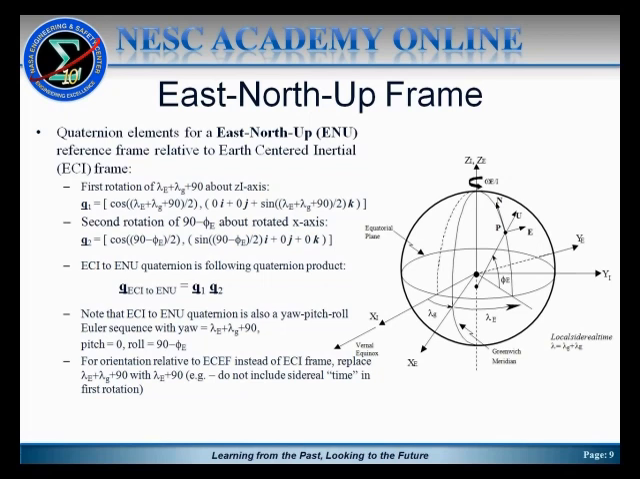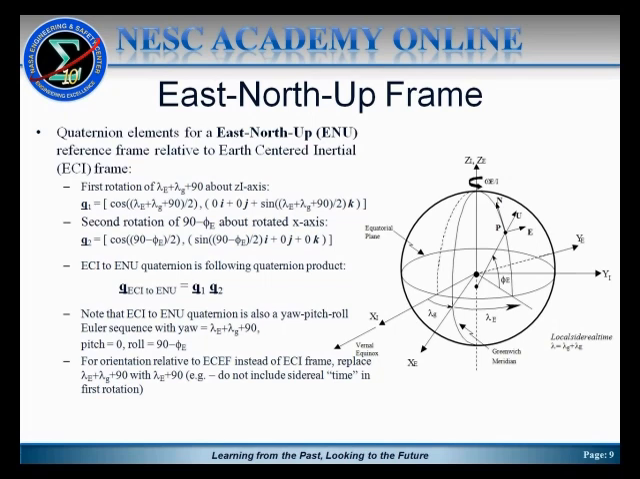And again, it can be constructed as a quaternion, where the first rotation of the quaternion is the sum of lambda e, or geodetic longitude, the sidereal time, lambda sub g, plus 90, followed by a second rotation of 90 minus geodetic latitude about that rotated x-axis. And then the quaternion for orienting that east-north-up frame relative to the Earth-centered inertial frame would be the product of the two quaternions defined above as Q1, Q2.